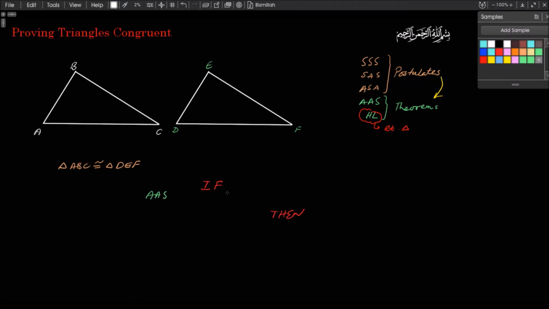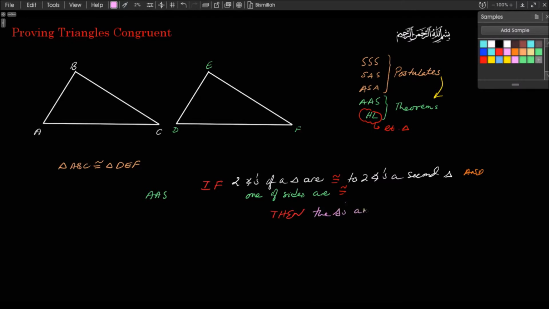Now, the angle, angle, side triangle congruence theorem states if two angles of a triangle are congruent to two angles of a second triangle, and one of the sides is congruent, then the triangles are congruent. Let's understand this. We have angle, angle, side. This means that we're given that two pairs of angles are congruent. Let's say angle A is congruent to angle D, and angle C is congruent to angle F. But here, the side is the non-included side. It's not between the two angles, it's on the outside of the two angles. So in this case, for example, it could be BC over here is congruent to EF.